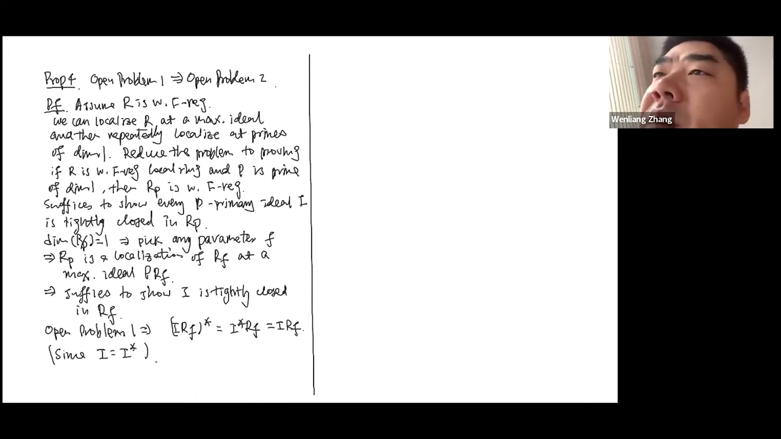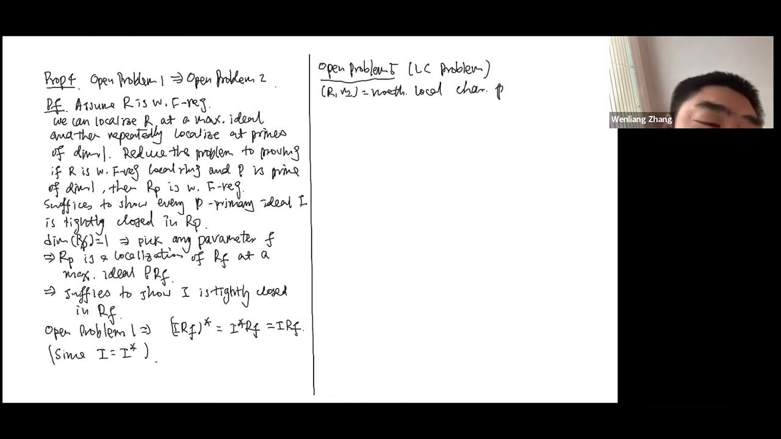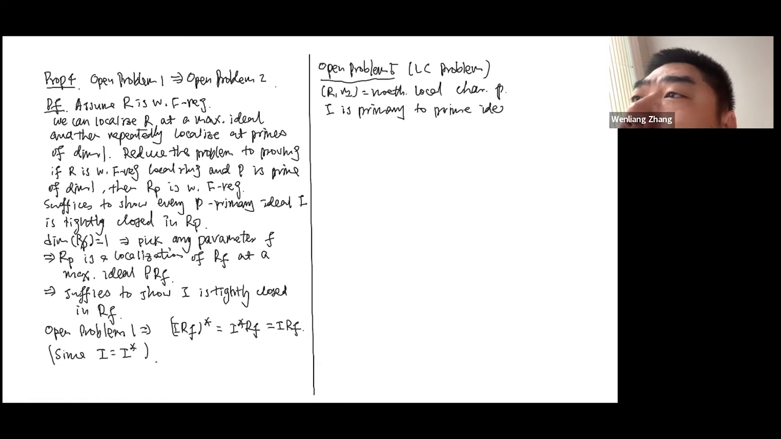All right, so let me call this open problem five. In the literature, this has been referred to as the LC problem. It says the following. Let's assume we have a non-Noetherian local ring. Let's say P, and I is primary. In some sense, I'm just trying to extract the essence of the proof of problem four. It's primary to a prime ideal P of dimension one.